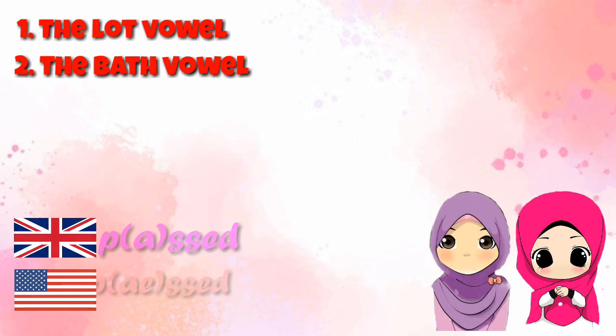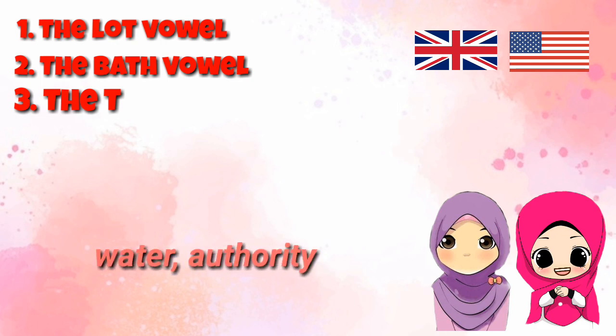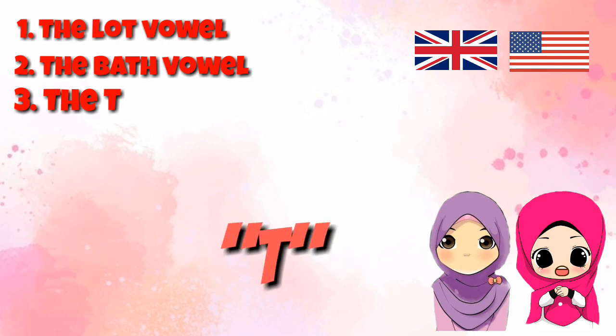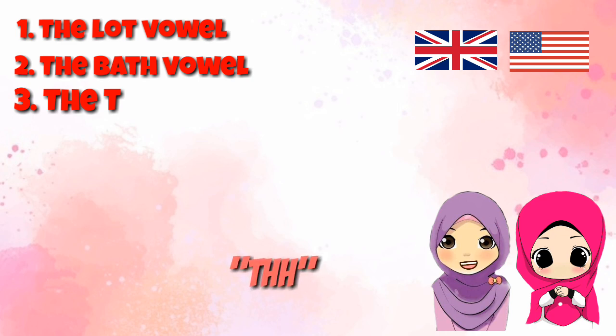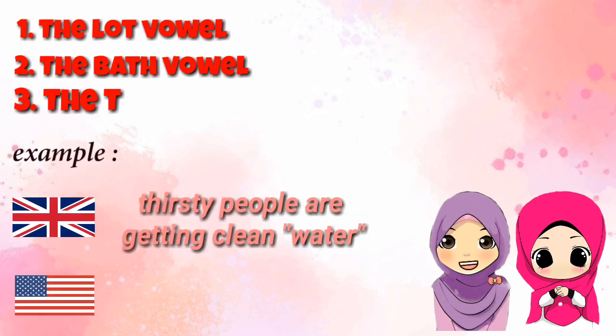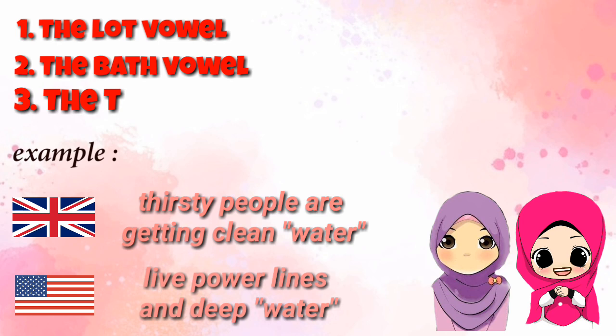Past. The third is the T. The words water, authority, fighting have a T in the middle. British will tend to pronounce the T. But American may sound like a short D sound, or even an R sound if you are a non-native speaker of English. For example, thirsty people are getting clean water. Leave power lines and deep water.